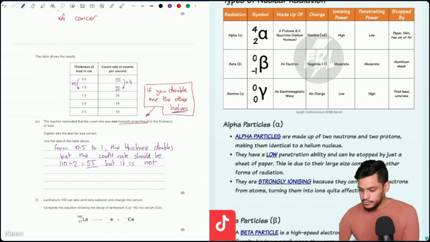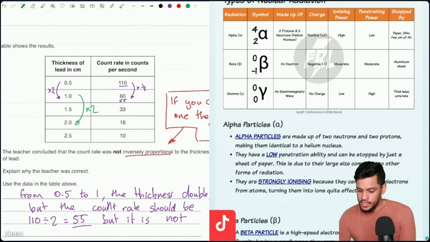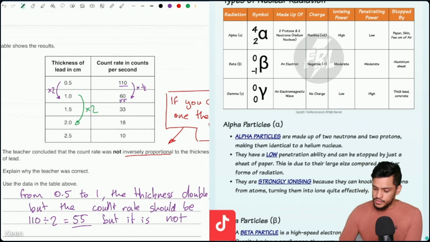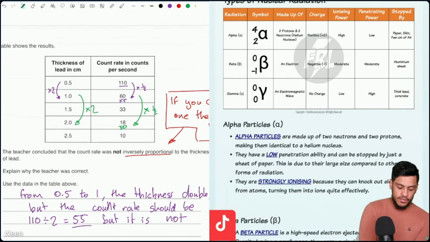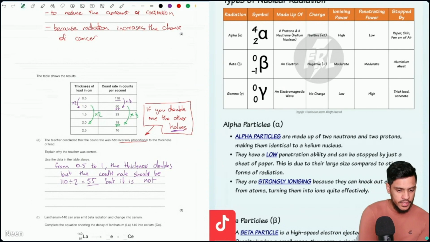Let me show you another example. We've got 1 going to 2 here. As you go from 1 to 2, you're doubling the thickness. Does the count rate halve? No, because 60 divided by 2 should give you 30, but it gives you 18 instead. So that's not going to get you the mark for that either. All of that should give you all the marks for that question. Okay, hope that makes sense. Let me know if there are any questions.